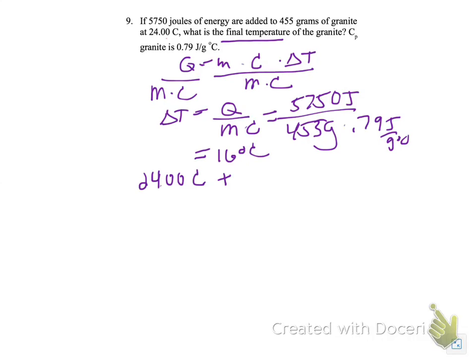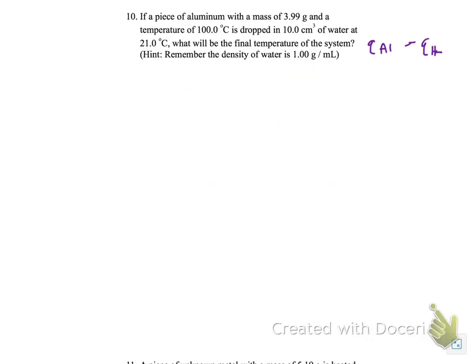So we're going to want the temperature to go up by 16. So we're going to have a new temperature of 40 degrees C. Okay? All right, for number 10, the assumption we're going to make is that the Q of aluminum is equal to the Q of the water. So this is a difficult problem. There's a couple of those here.